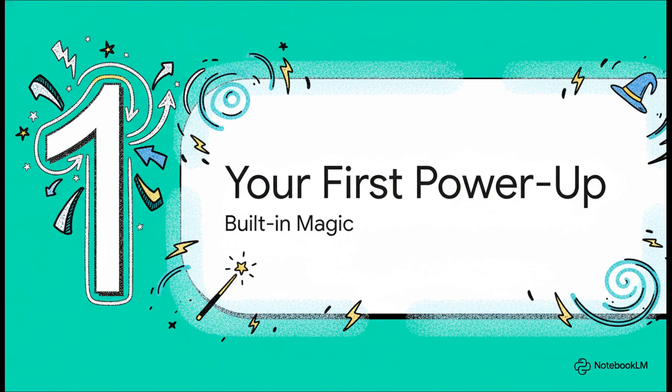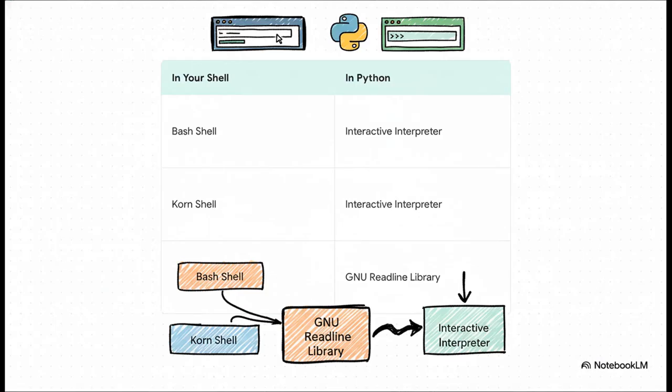All right, so for our first power-up, we're going to explore the magic that's already built into the Python you use every single day. You don't have to install a single extra thing for these first couple of tips. You just have to know that they're there. Python's interpreter wasn't just built in a vacuum. If you've ever used a command line shell, maybe like Bash, you've already used this super powerful tool called the GNU readline library. And here's the secret: Python uses that exact same library. That means you get all these awesome editing features right out of the box.